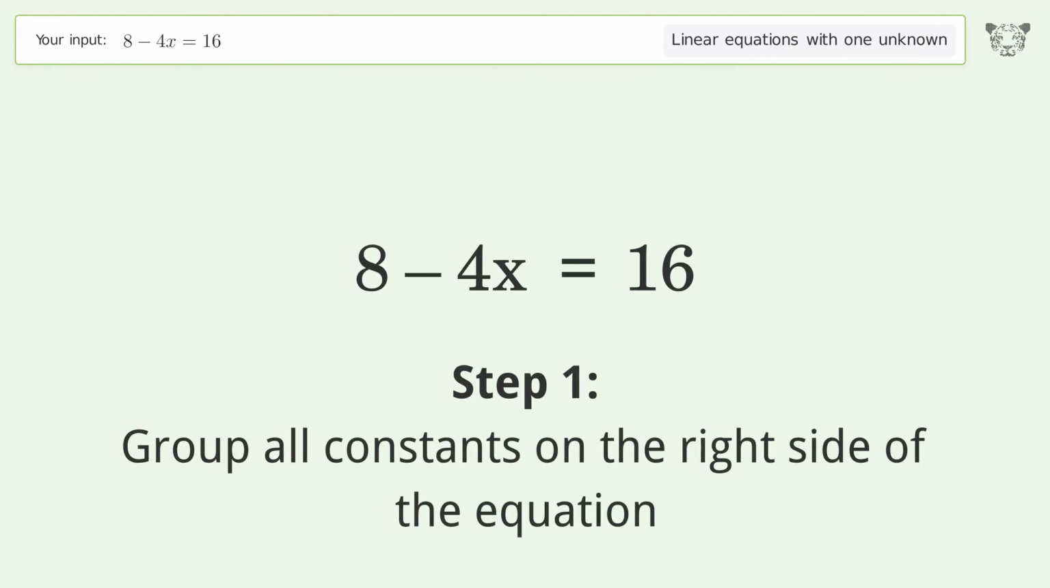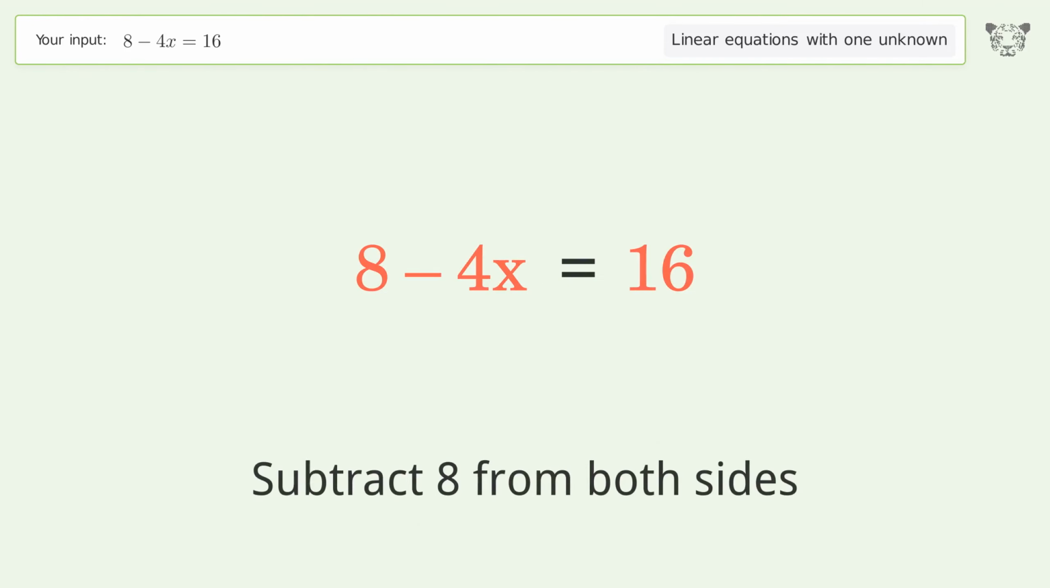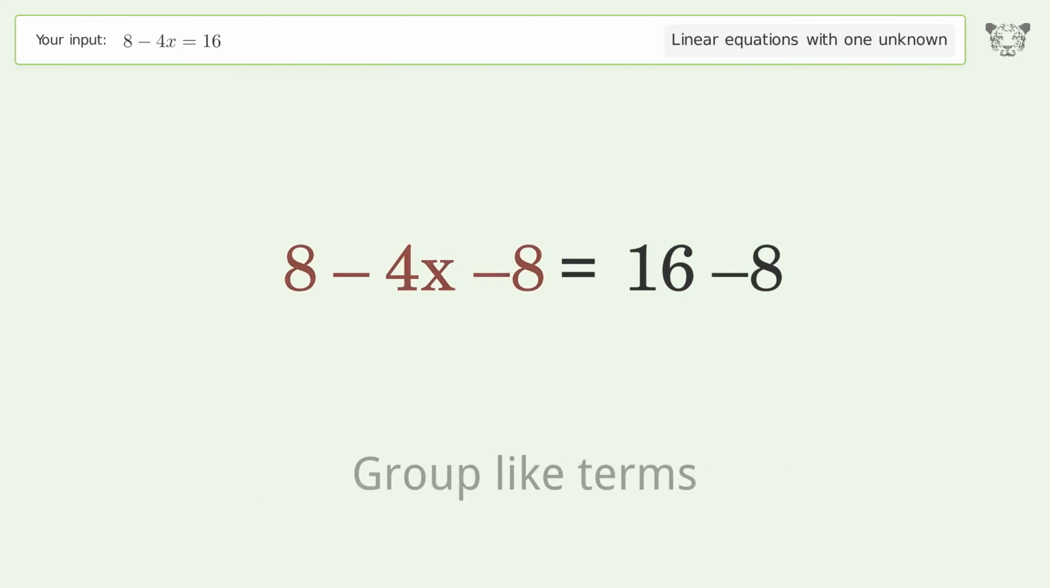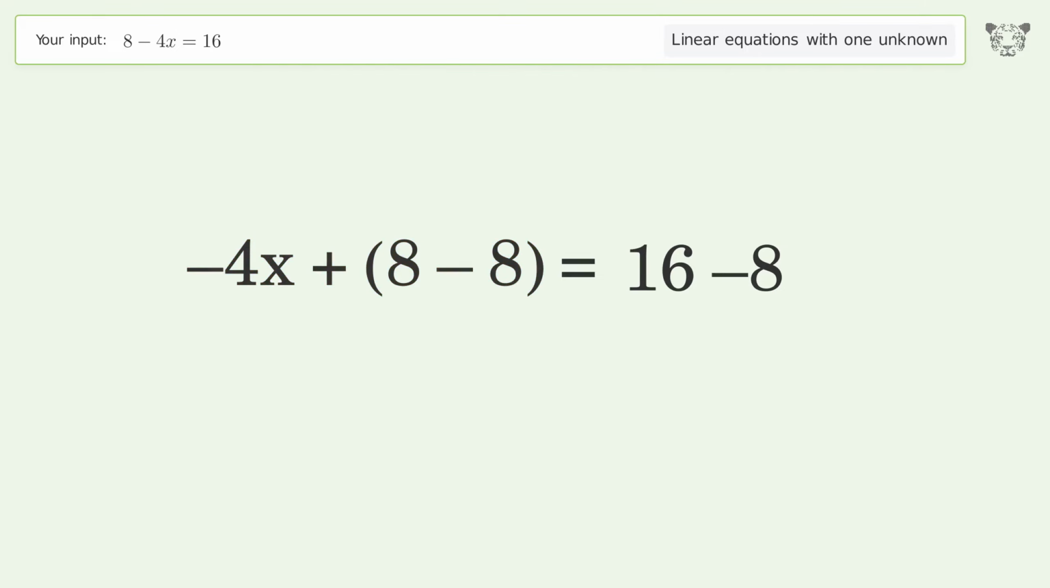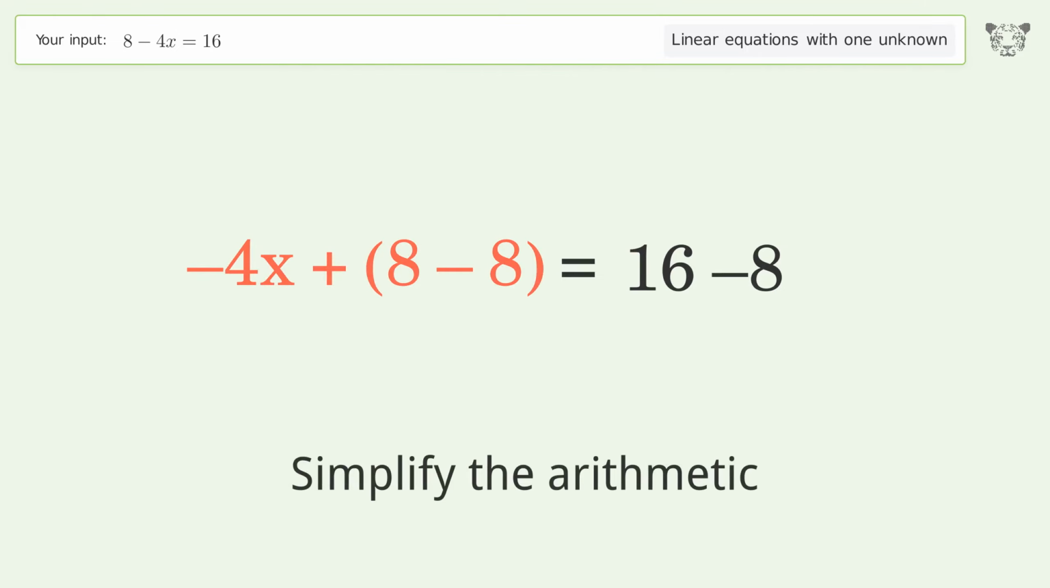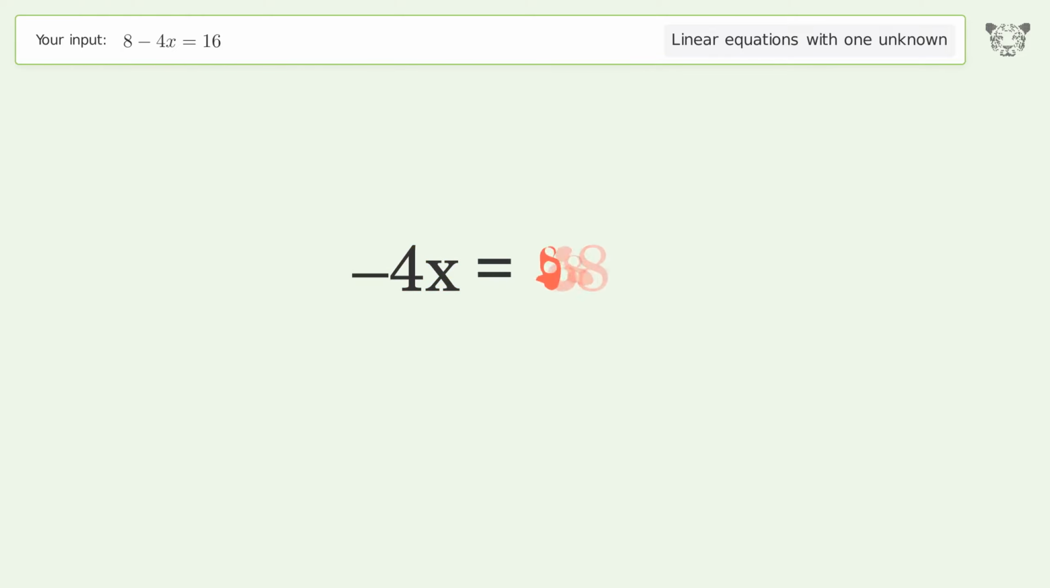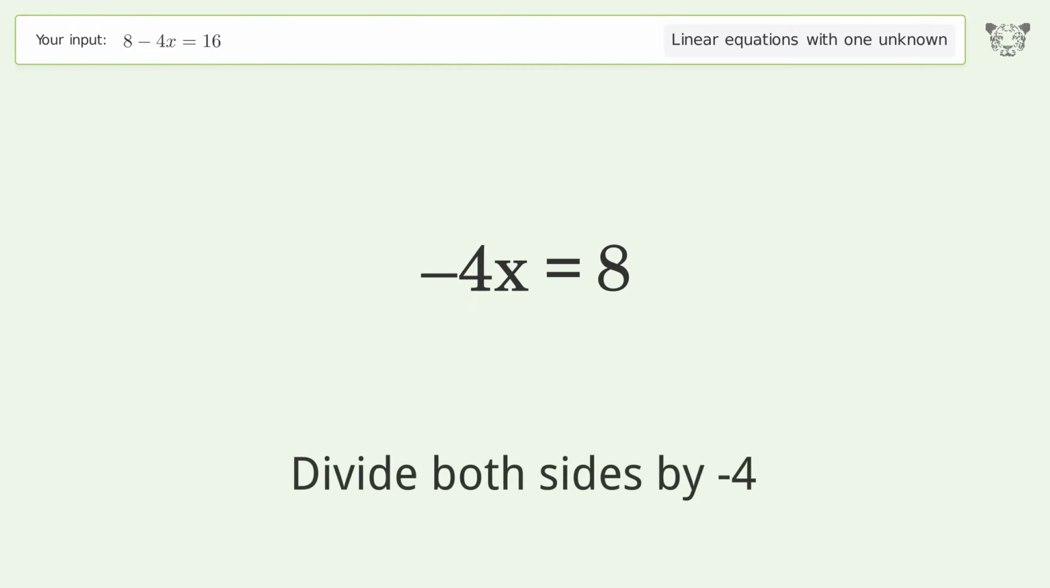Group all constants on the right side of the equation. Subtract 8 from both sides. Group like terms. Simplify the arithmetic. Isolate the x. Divide both sides by negative 4.